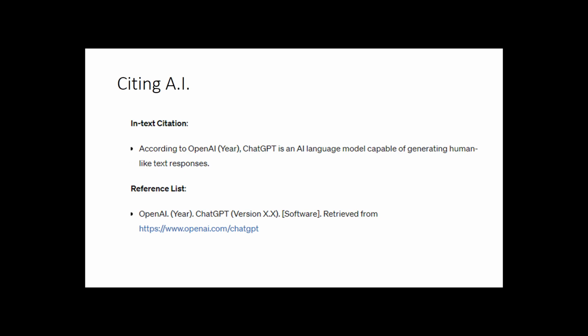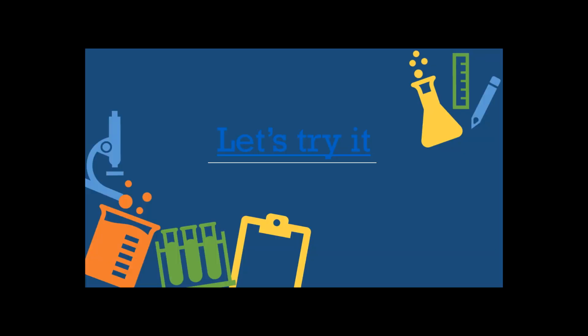Here's an example of how you cite it. So if you're citing in text, it would look like this. According to OpenAI, you'd have the year of it. So 2022, whatever. ChatGPT is an AI language model. So you've got in-text citation, or if it's in your bibliography, that's how you would do it there. You would replace the year with the version of ChatGPT you use. Like the first version, I think, was 3.5. Now there's a 4. So whichever version you use.